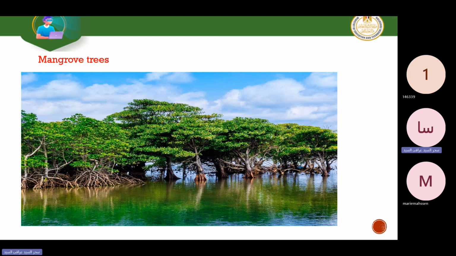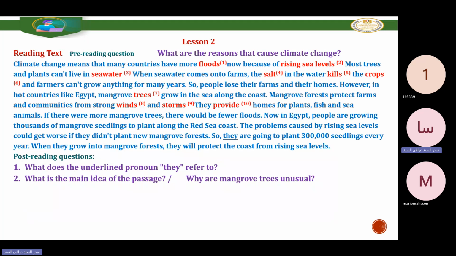Now we are going to have a passage or a text about climate change. But before we read, I want to ask you a question. What are the reasons that cause climate change? What do you know about them? What makes climate change?